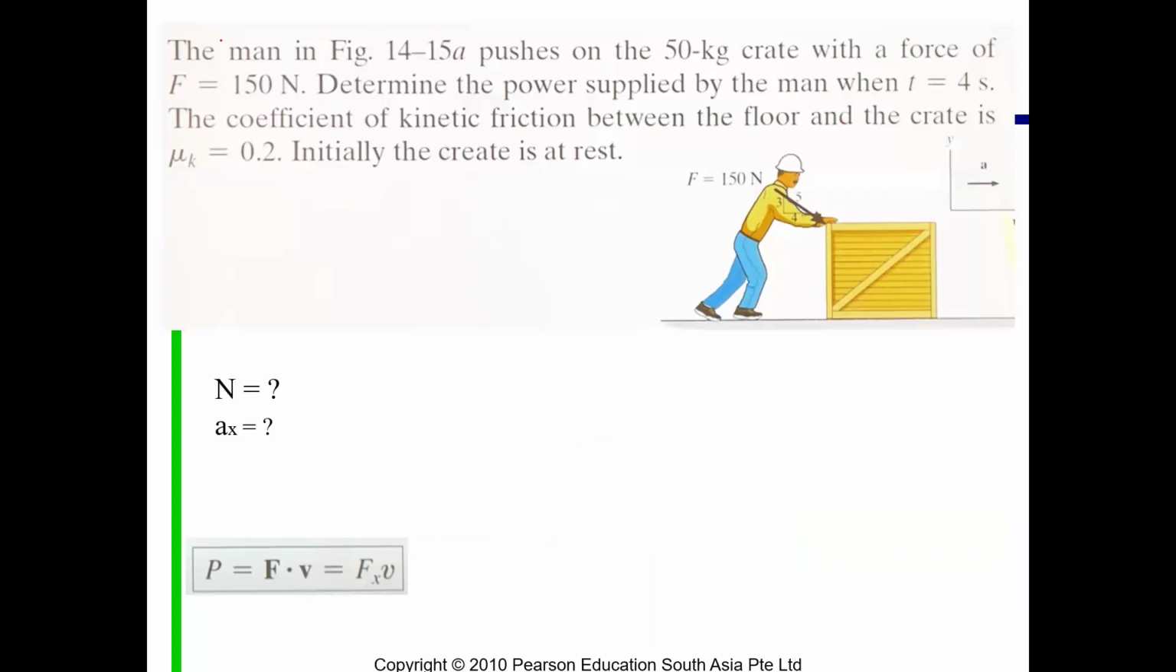So students, the first question is: the man in this figure pushes on the 50 kg crate with a force of 150 Newton. Determine the power delivered by the man when t is equal to 4 seconds. The time interval is provided. The coefficient of kinetic friction between the floor and the crate is provided as 0.2. And it is provided that initially the crate is at rest.